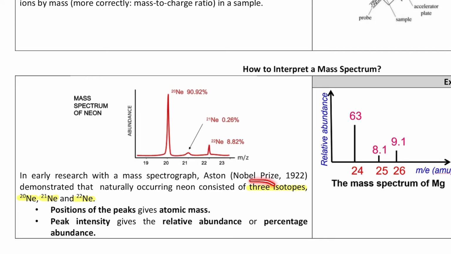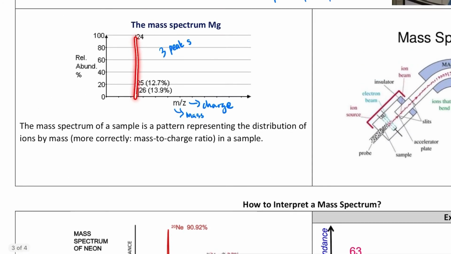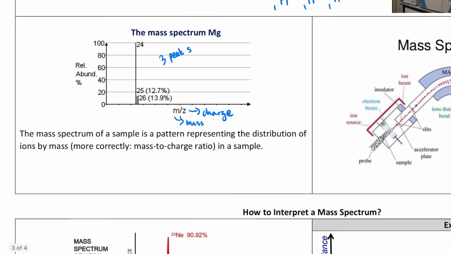Okay, actually kita boleh tahu berapa banyak isotop yang ada dalam satu elemen tu berdasarkan dia punya mass spectrum. So as you can see here, kita ada berapa peak. Okay, peak tu tadi kan saya cakap peak tu adalah ni garisan ni. Okay, so macam magnesium ada 1, 2, 3 peak.